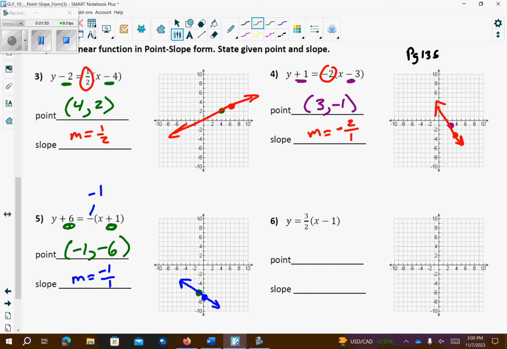Last problem. Realize that y could be written like this. Okay, so now I'm going to do the opposite of 1, or -1. There's no opposite of 0. 0 is just 0. It's not going to be positive or negative. So I'm going to plot the point 1, 0, which is right there. I have a slope of 3 over 2. So I'm going to go up 3 over 2. Connect the dots. And that's what we have.